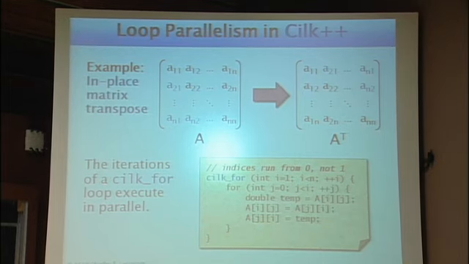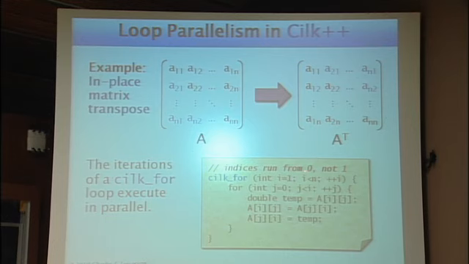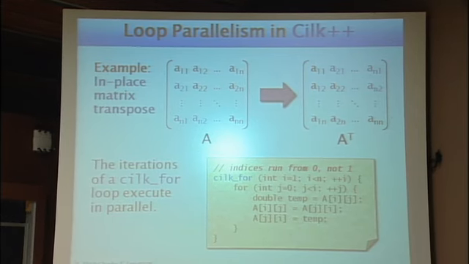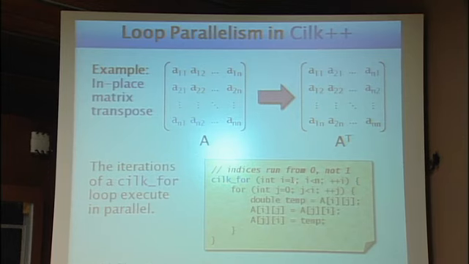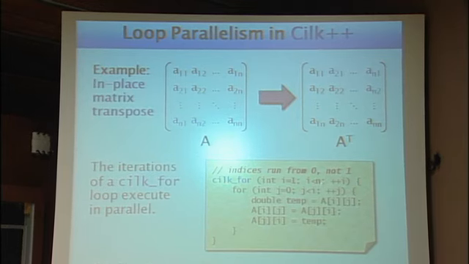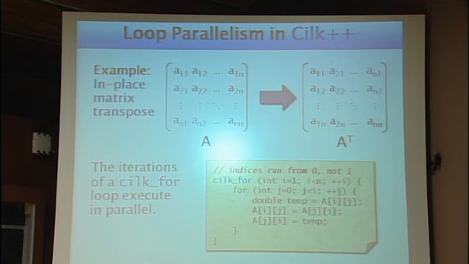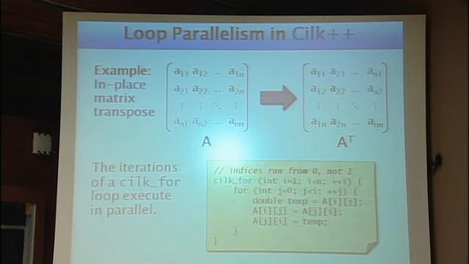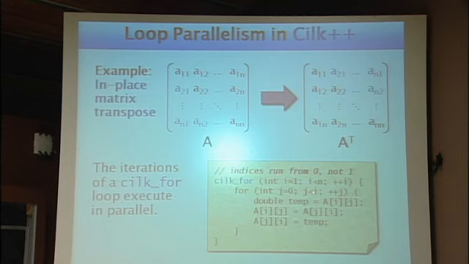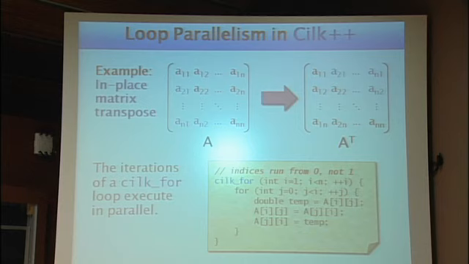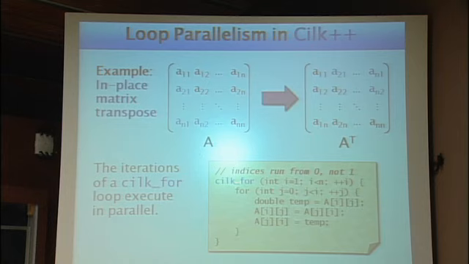And once again here, as I did before, I'm going to make the indices for my implementation run from 0, not 1. Basically, I have an outer loop that goes from i equals 1 up to n minus 1, and an inner loop that goes from j equals 0 up to i minus 1. And then I do a little swap in there. And in here, I have the outer loop parallelized. The inner loop is running serially.